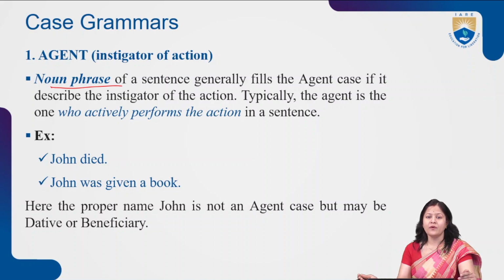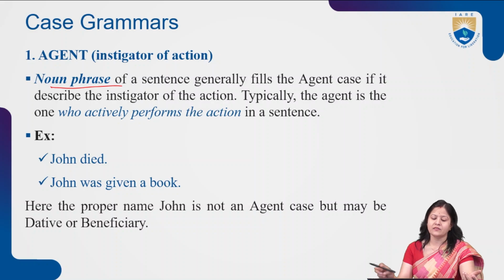John is not performing an action, or John is not giving the book. John was given a book. So in the second case also, John is not an agent. John is considered as a dative case or beneficiary case. That means somebody is giving a book to John, so John will be benefited. That is why John can be considered as the beneficiary or dative case.